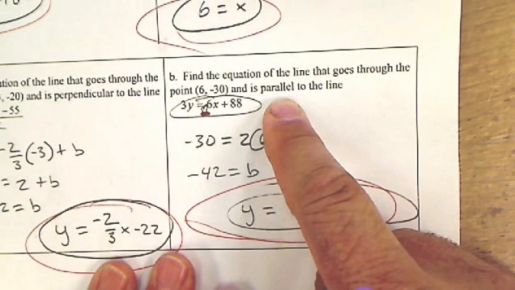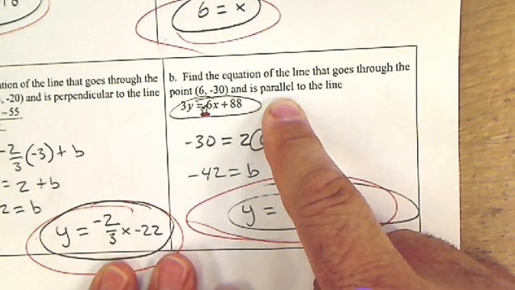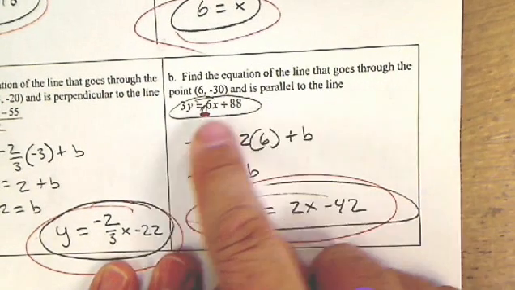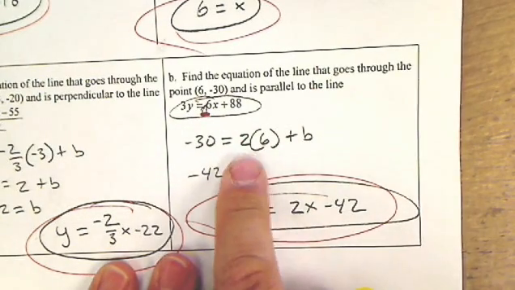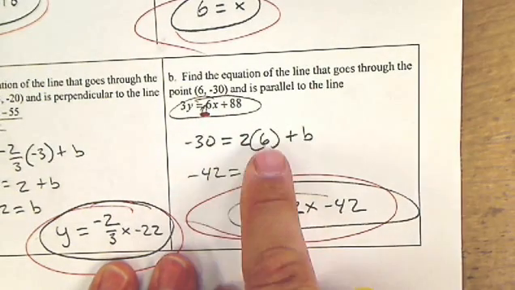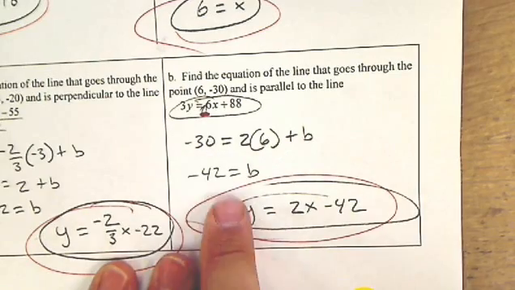Parallel means the same slope. The two lines have the same slope. Divide by 3, divide by 3. You can see the slope is 2. Plug in the point, and then solve.